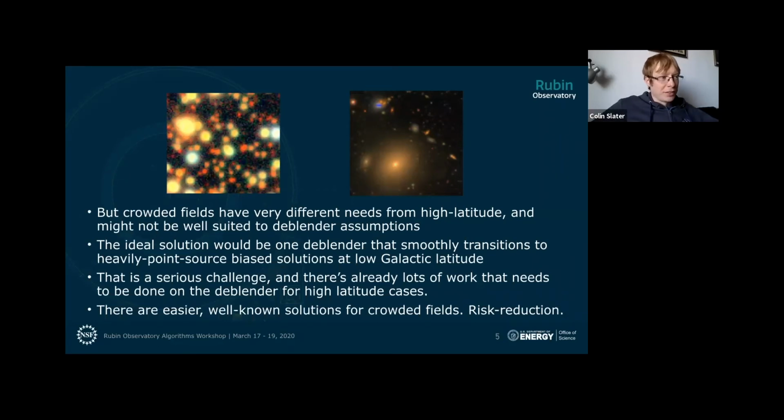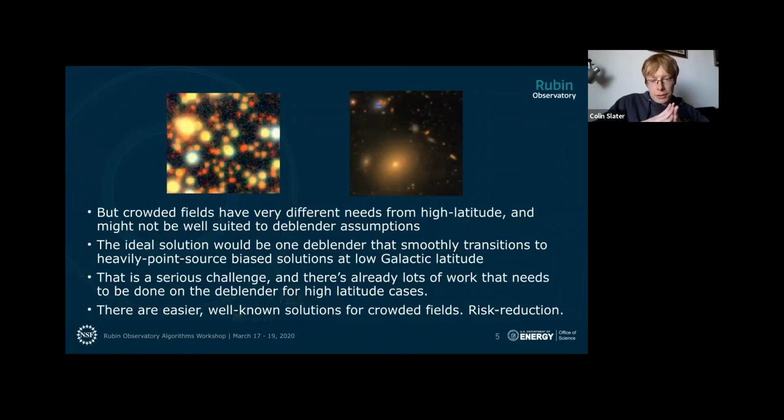This is still a goal that we have. This is not a thing that we want to necessarily abandon, but it's a serious challenge. And as we've heard earlier in this meeting, there's already lots of work that needs to be done for the high latitude blending case. So we're thinking about ways to not have to pile another beyond-state-of-the-art feature onto something that's already very challenging.